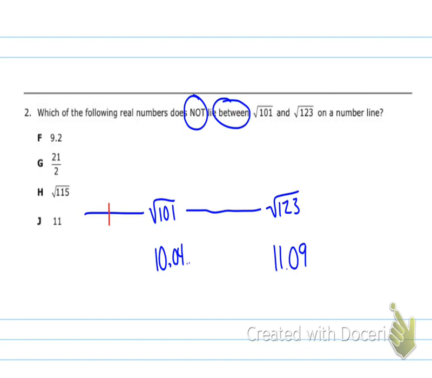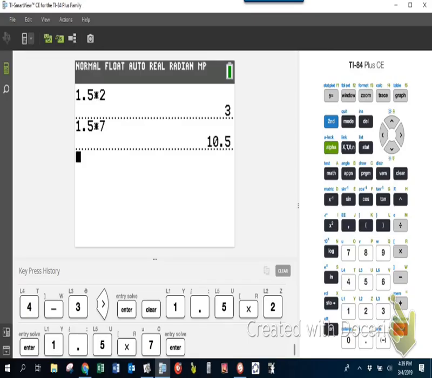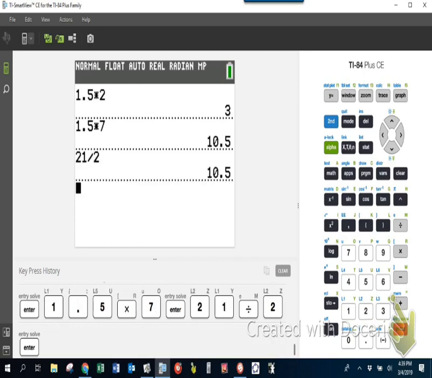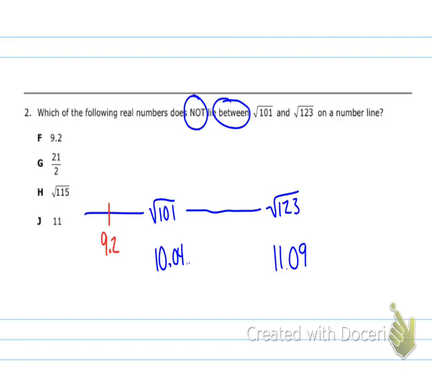Now, go and put where your answer choices live. 9.2 is before 10.04. 21 over 2, change it to a decimal. What's 21 over 2? Or 21 divided by 2? 10.5. So that one, in turn, can be read as 10.50, which would be here at the middle. It's still going to be in between.